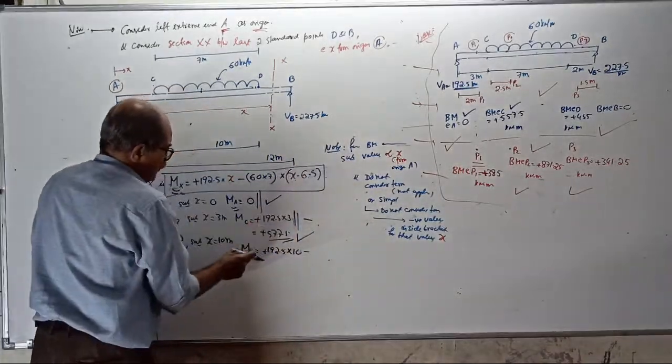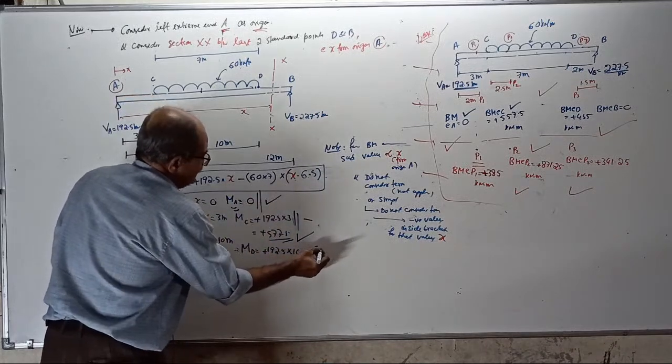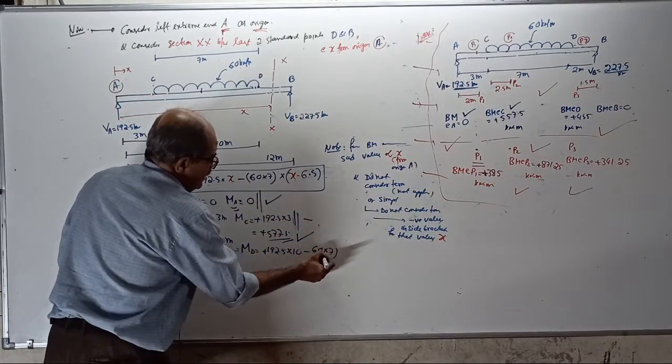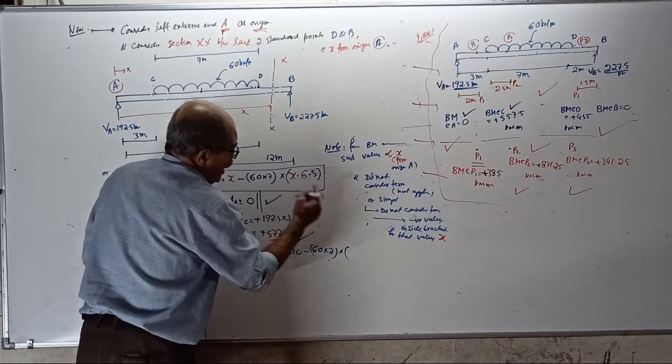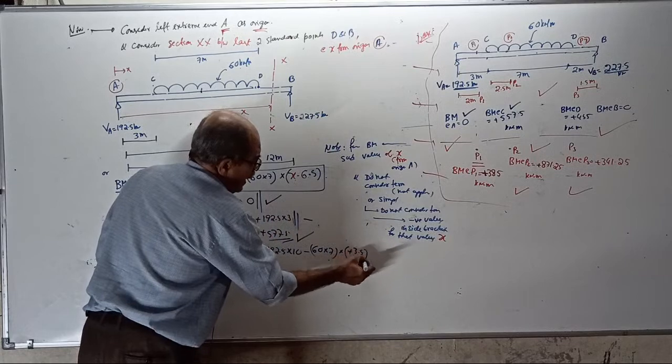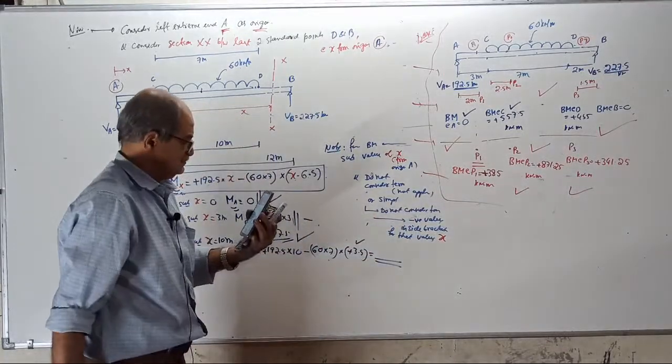So when you put x equal to 10, this term is positive, minus 60 into 7 into bracket, 10 minus 6.5 is plus 3.5. Positive came. Therefore, to be considered. Answer.